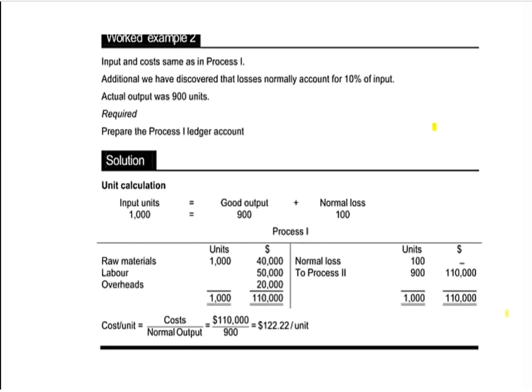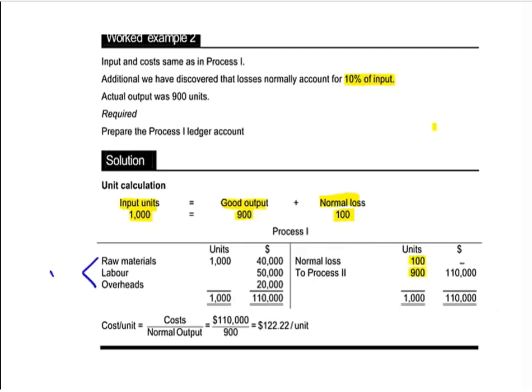For worked example 2 then, we've got the same inputs and costs, but actually we now find out that normal losses account for 10% of input. So we're expecting then there to be a normal loss of 100 units. So we're putting in 1,000, 10% will be losses, and our good output is as expected at 900 units. So over here then on the credit side, we've got two entries to make up our 1,000, the normal loss, and those transfers into process 2 of 900 units.